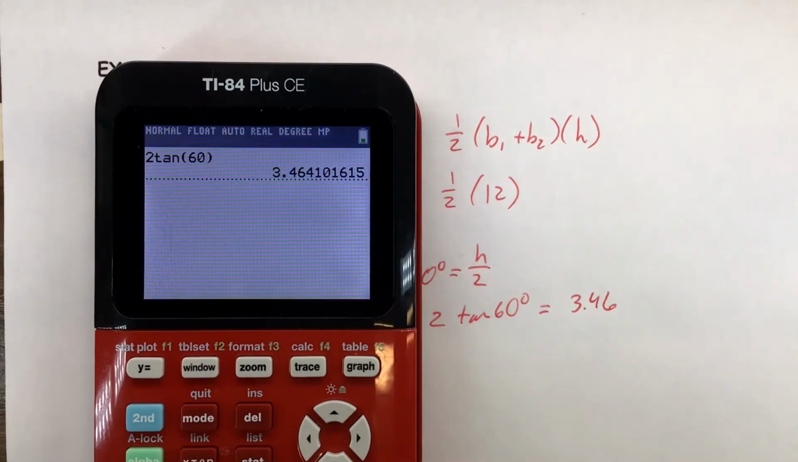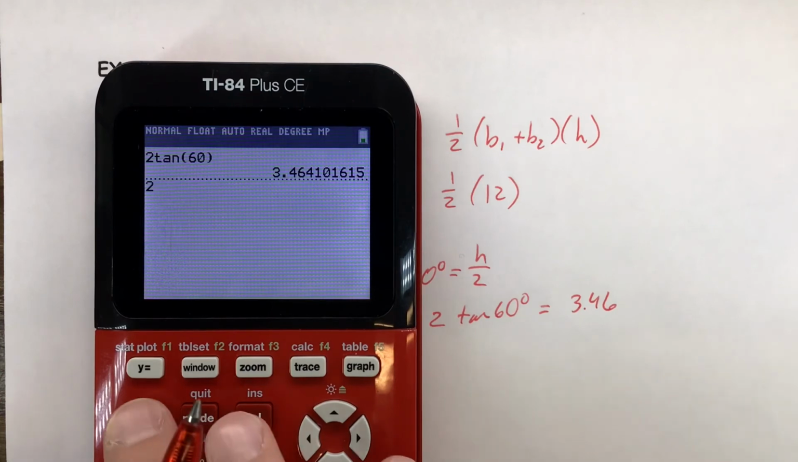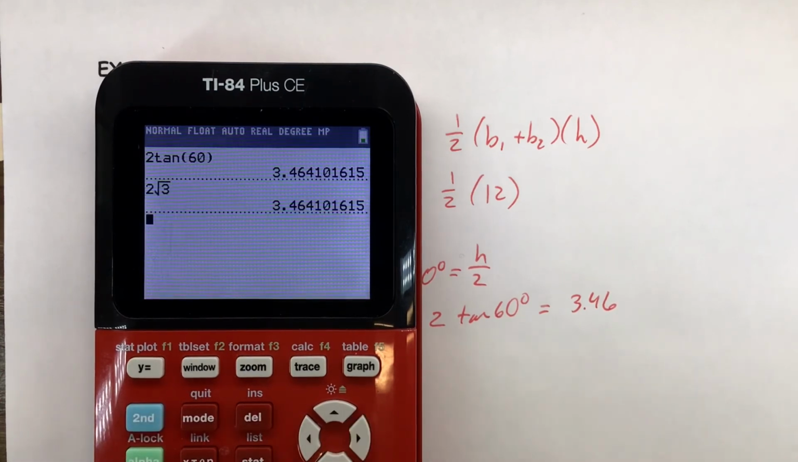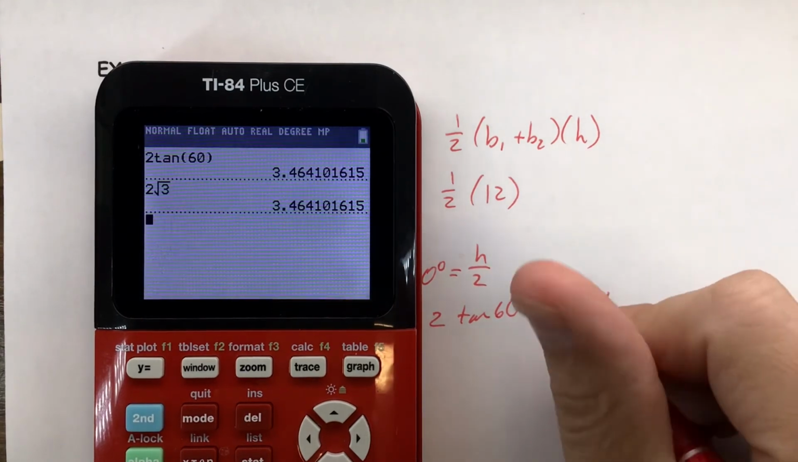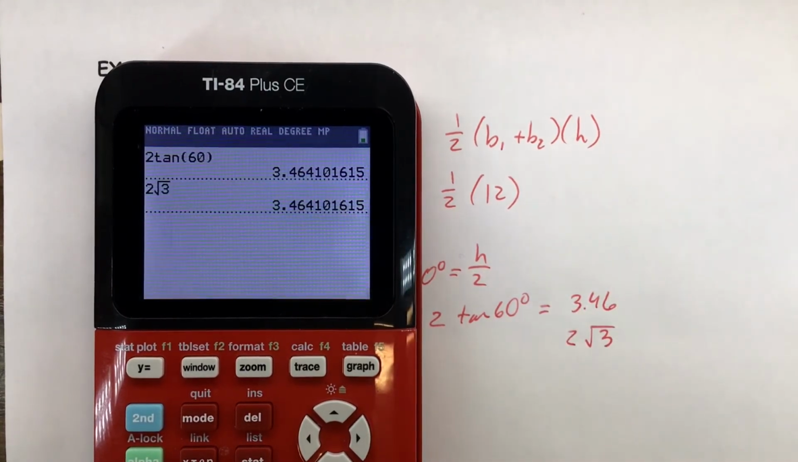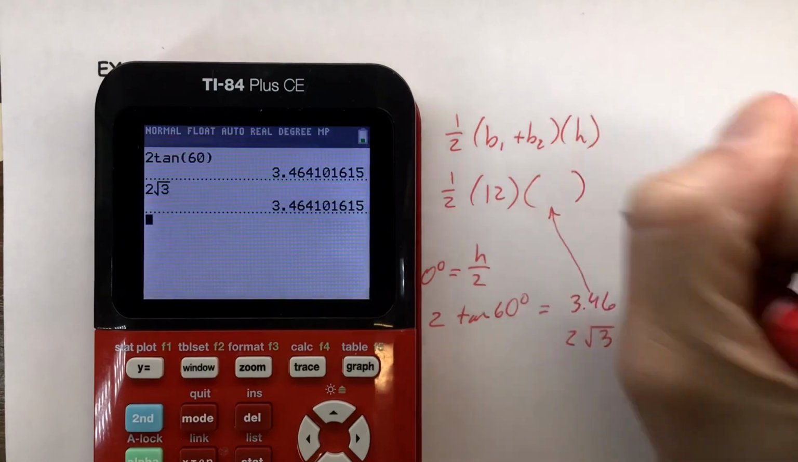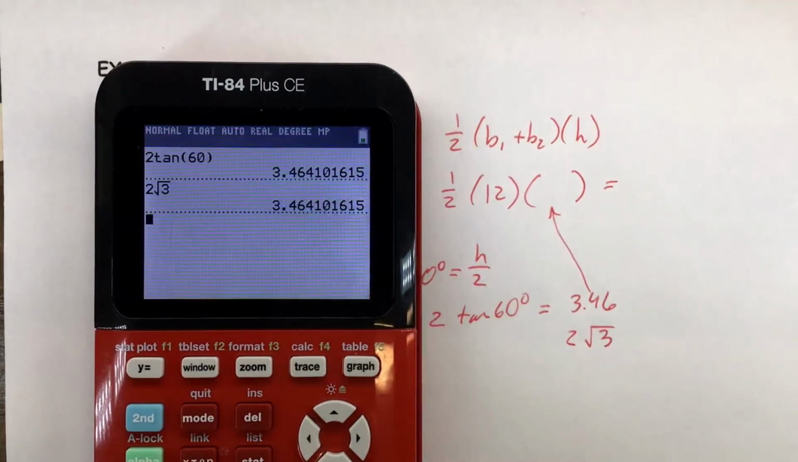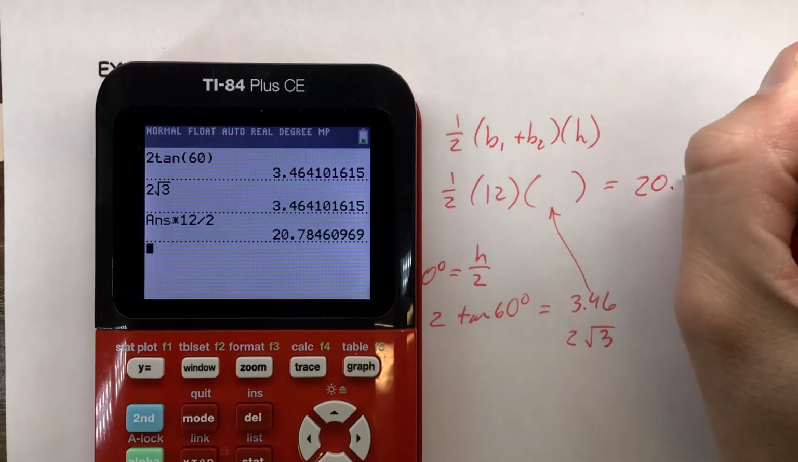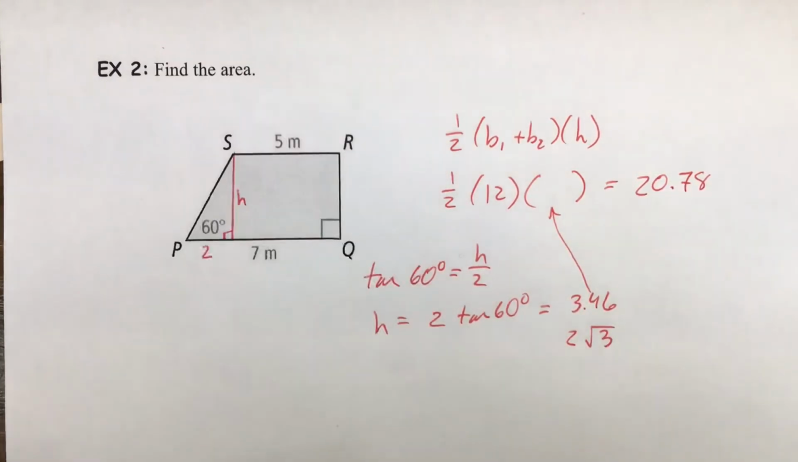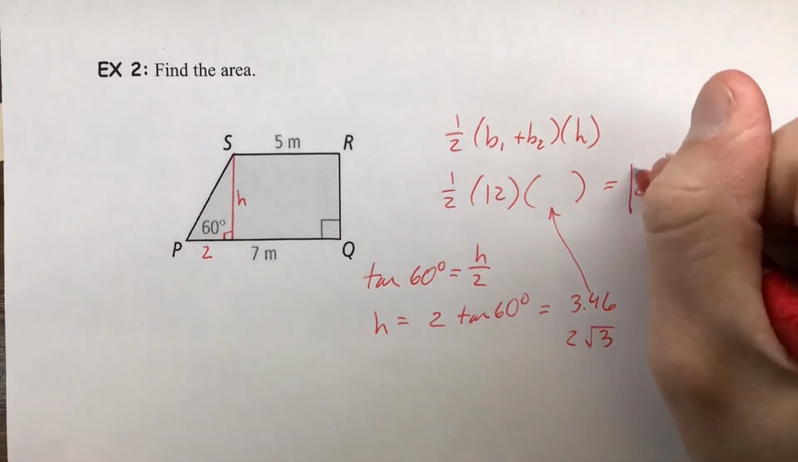And we're going to have no choice but to approximate it. Now, if you did use your special right triangle shortcuts, you could express that in terms of a radical, which would be 2 square root 3. This is the same thing as 2 square root 3. But let's just go ahead and take that number and plug it in. Let's see what we get. So I'll leave that answer in my calculator, times it by 12, divide it by 2, and we get approximately 20.78. And these would be meters squared.